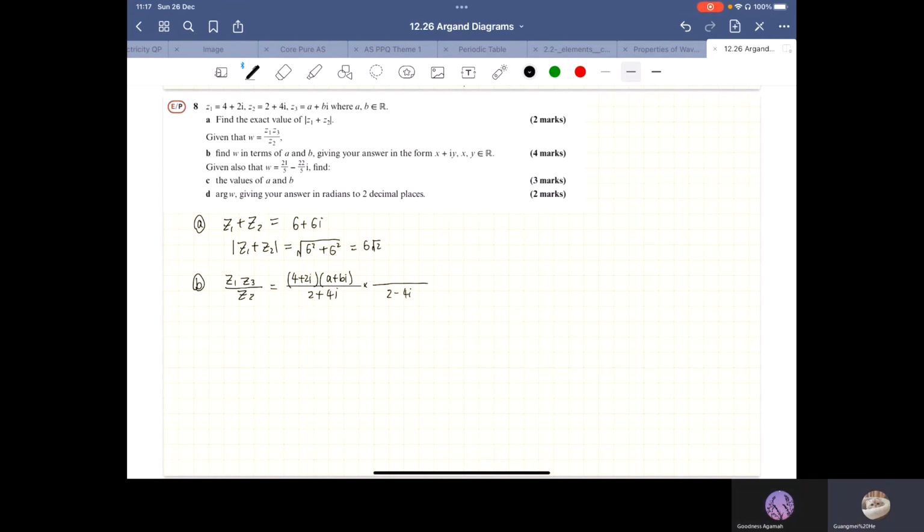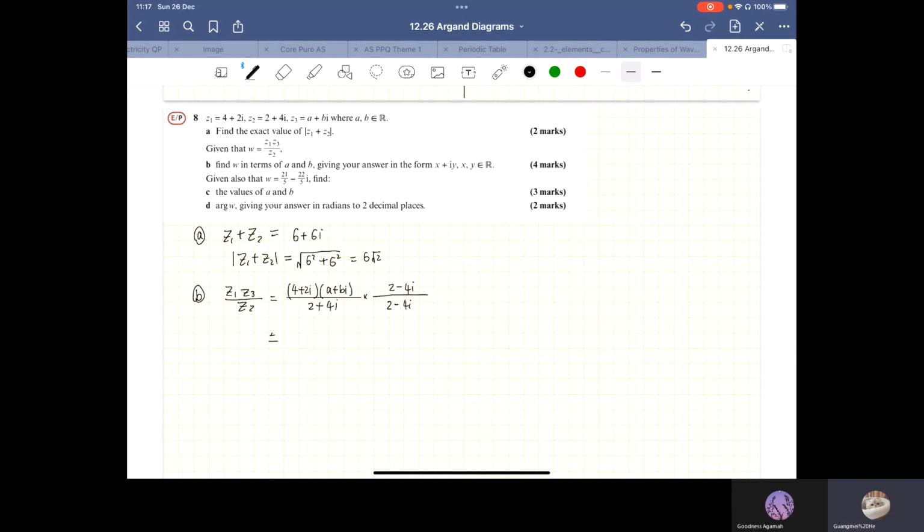Well done. Over 2 minus 4i. And this will give us, I'll just do the simplification for you. It would be 16 minus 12i. This would be pretty simple. 4 plus 16 in denominator. a plus bi remains.